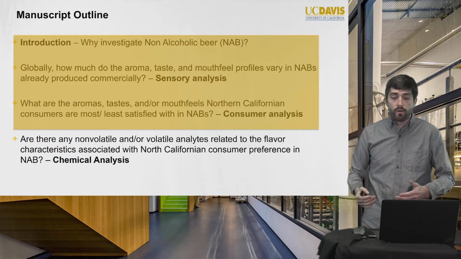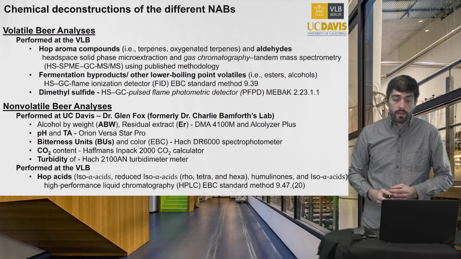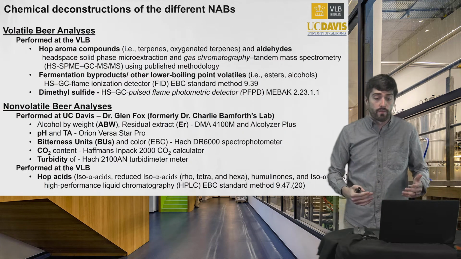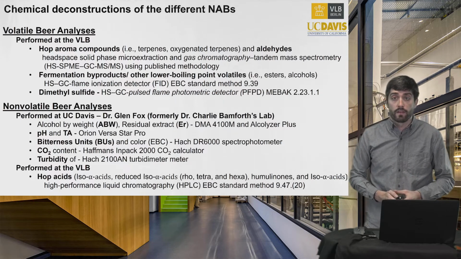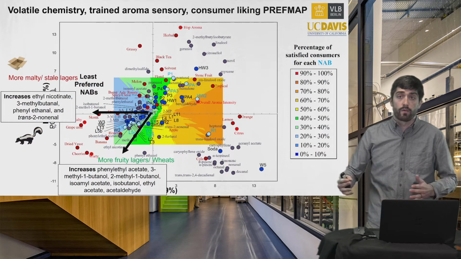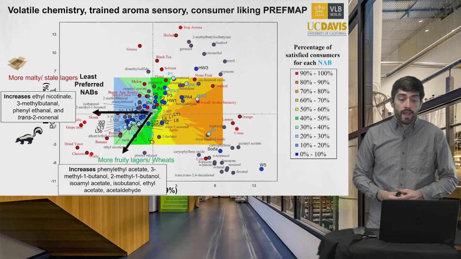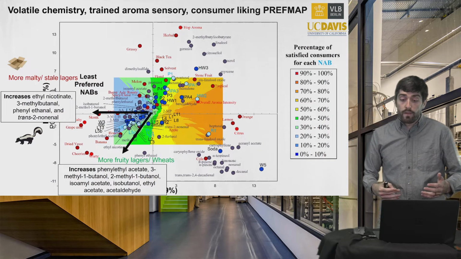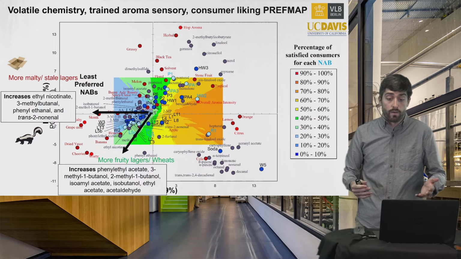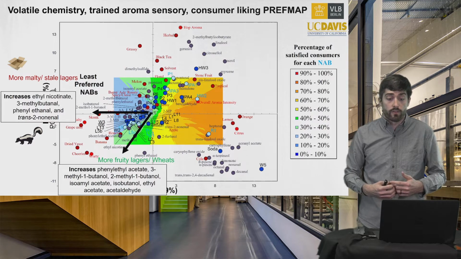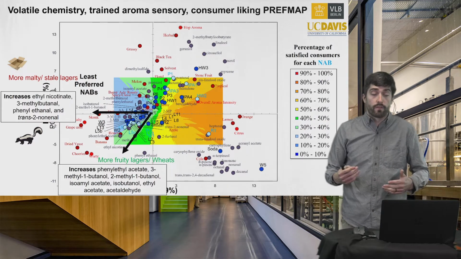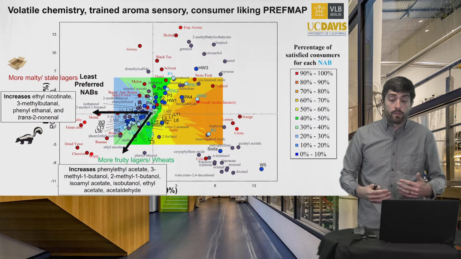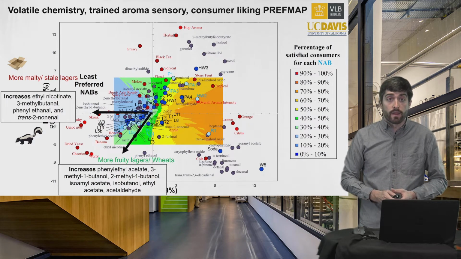And that leads us into the final question: were there chemical constituents leading to the most or least preferred flavors? And to do this, we used a host of non-volatile methods to break down the composition of the different NABs. I'm not going to go into that. You can refer to the manuscript on those details. And here we see a couple of general stories. The first is that the least preferred NABs were characterized by malty-stale aromas, which were associated to increases in staling aldehydes, such as trans-2-nonanol, while increases in fermentation esters seem to be associated with the more preferable fruity NABs.